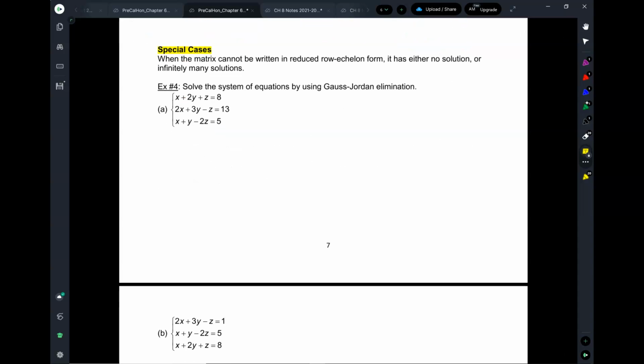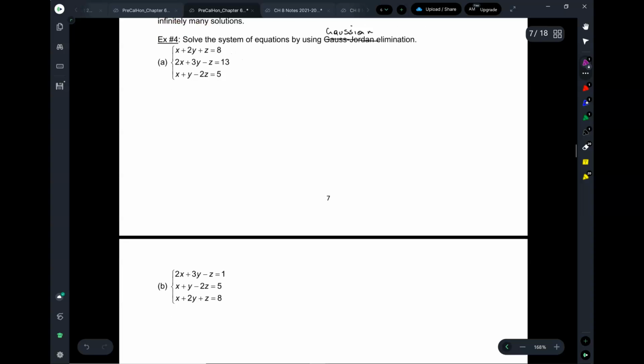Okay, so here, I've thrown another term at you here, Gauss-Jordan elimination. Don't worry about it. We're just going to do Gaussian elimination, okay? All right, so we're just going to do Gaussian. I'll tell you later what Gauss-Jordan is. I'm not like keeping it a secret or anything. Okay, so here we go.